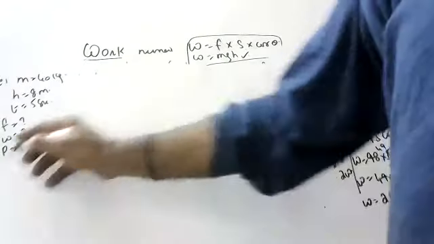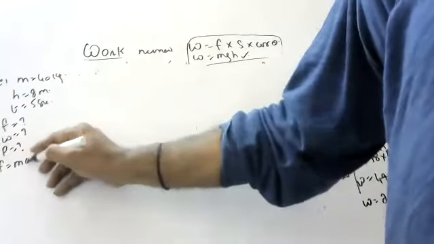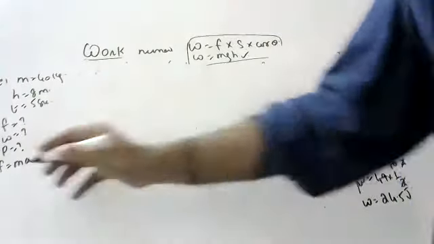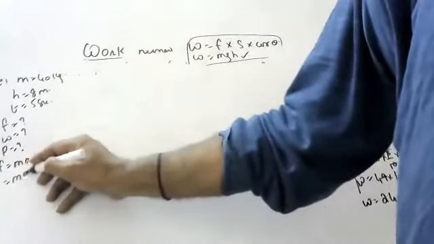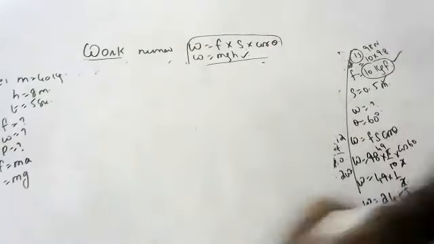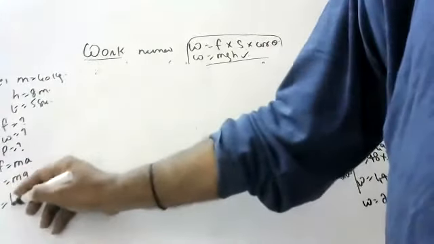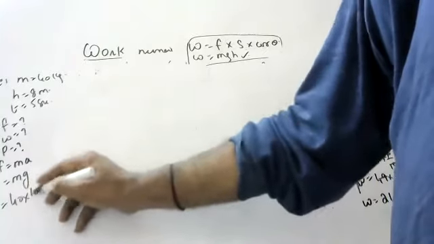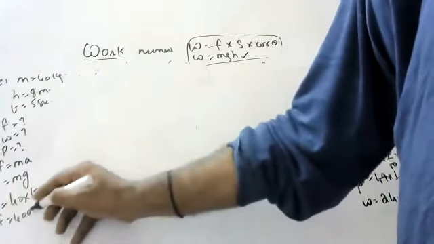Force is equal to mass into acceleration. But he is going up, so the force is mg. Tell me: 40 into 10. So 400 Newton.